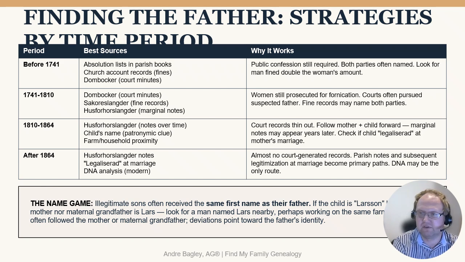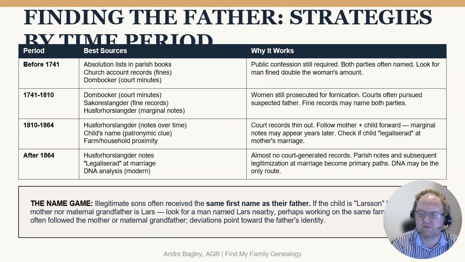This is really practical. It's common for illegitimate sons to receive the same first name as their biological father. So it's like the name Johann. It was a way of saying, well, he's named after his dad. Anyways, also other things, like where the child's registered as Lars and Lars' daughter, but the mother's father isn't Lars. Look for a man named Lars working on the same farm, in the same household, or in a surrounding area. It's not proof, but it's a strong lead.